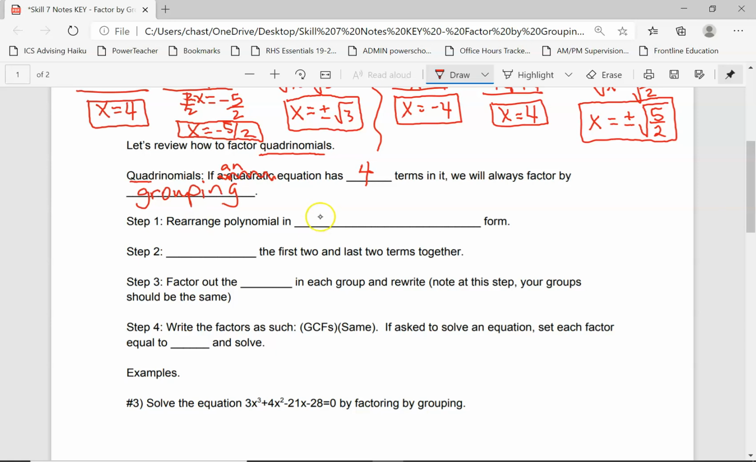First step is to rearrange the polynomial in standard form. Okay, so as a reminder, that means high exponent down to low exponent, or constant.